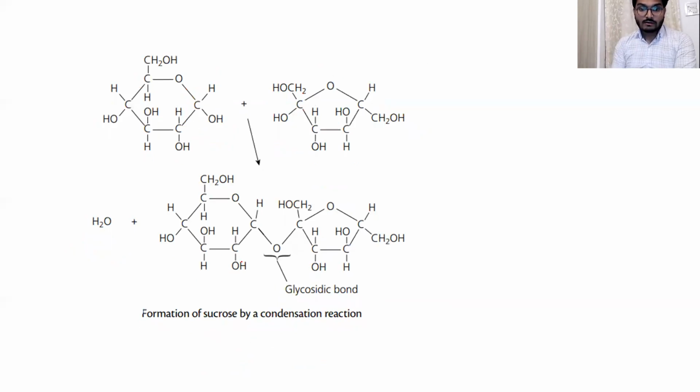Okay, here we can see how sucrose is formed. Simply, as you can see, the same thing is going to happen here. Carbon number 1 and then the fourth carbon, 1, 2, 3, 4, will interact, and the OH and H will release water and the bond will be formed. This is known as a glycosidic bond.